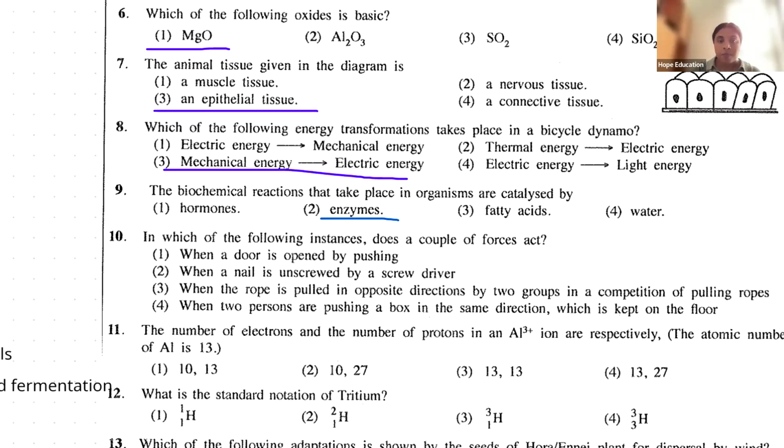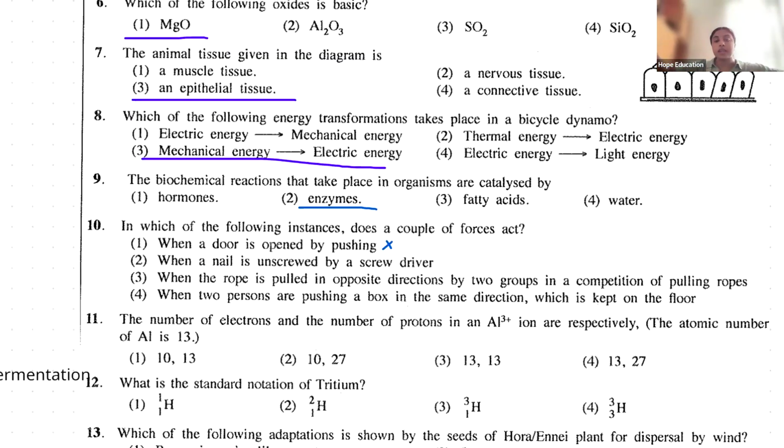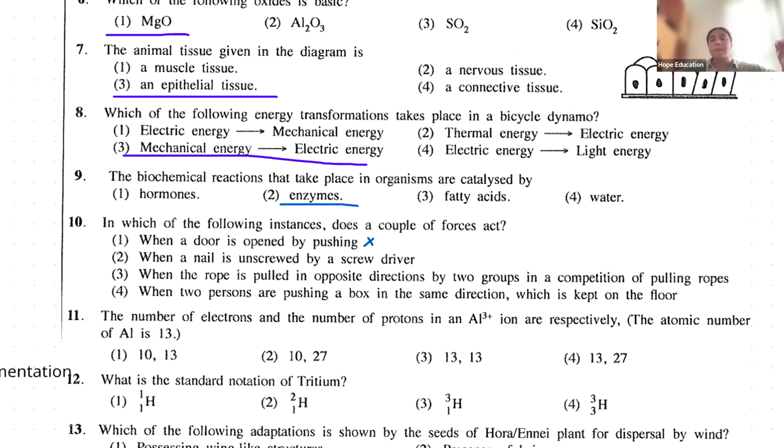When the rope is pulled in opposite directions by two groups in a competition of pulling ropes, there is no rotation at all. So we can't talk about a moment there. No rotation, it's just a linear motion. Then, when two persons are pushing a box in the same direction, which is kept on the floor, again if the forces add up, we can get the resultant. However, it is still not a rotation. So we can't talk about moment, and we obviously can't talk about a couple of forces.